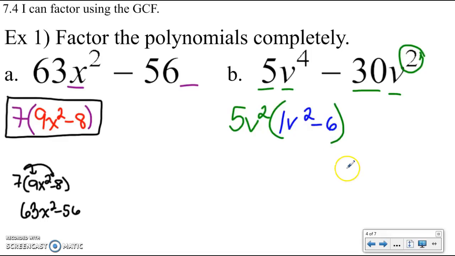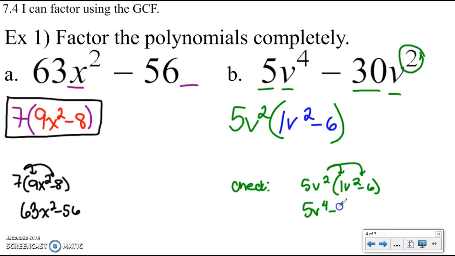This is my final answer. Let's check it. So 5v squared times v squared minus 6. If I distribute, I get 5v to the 4th minus 30v squared. Okay, that's what we started with. So again, this is our final answer.